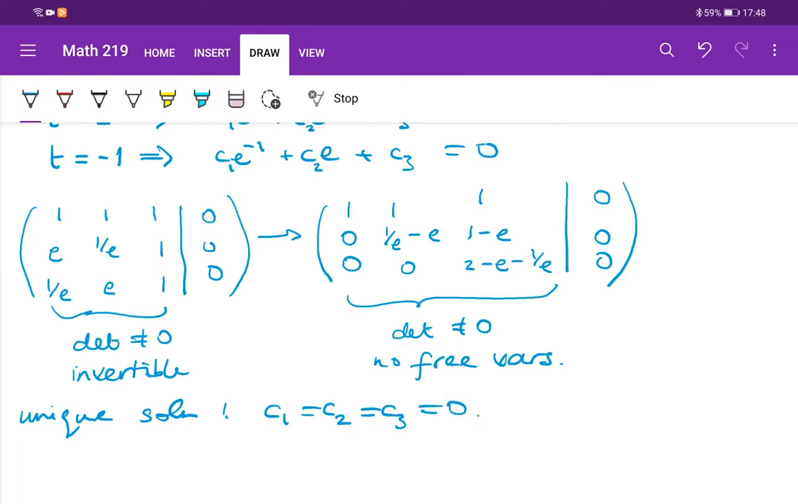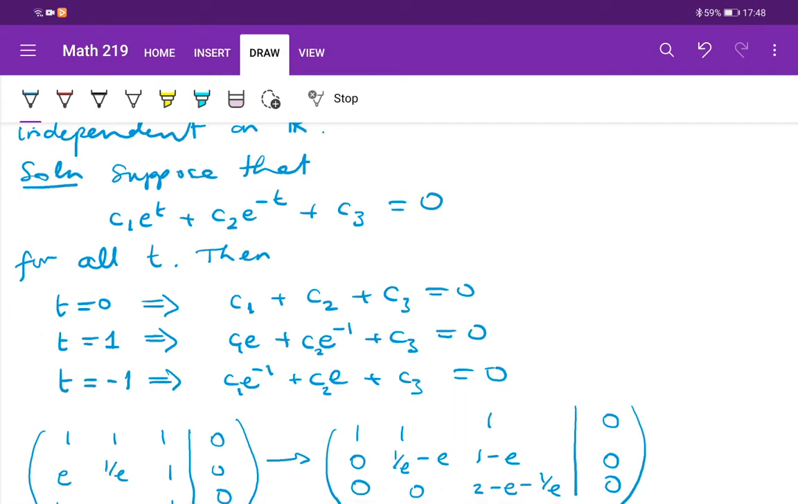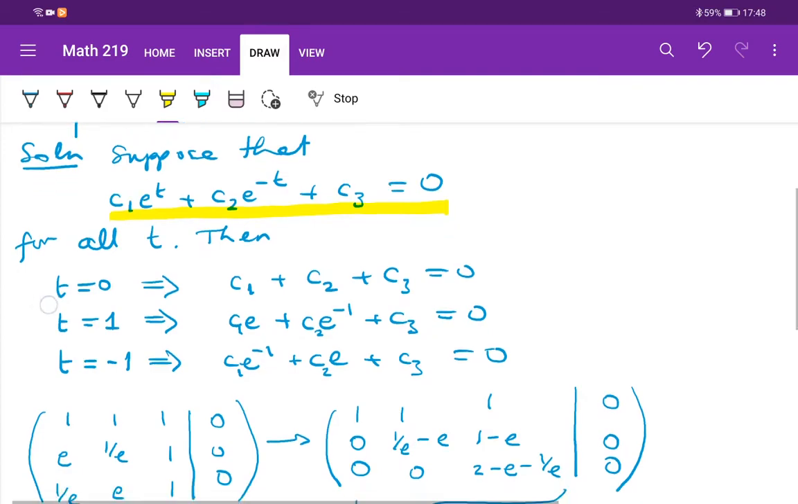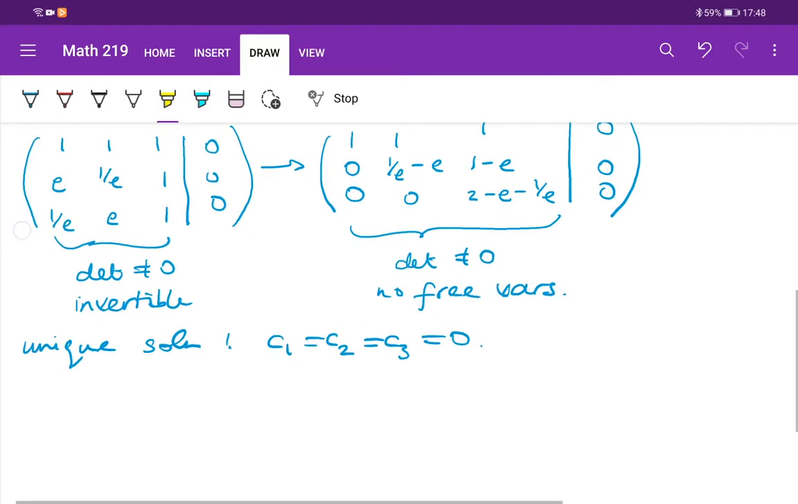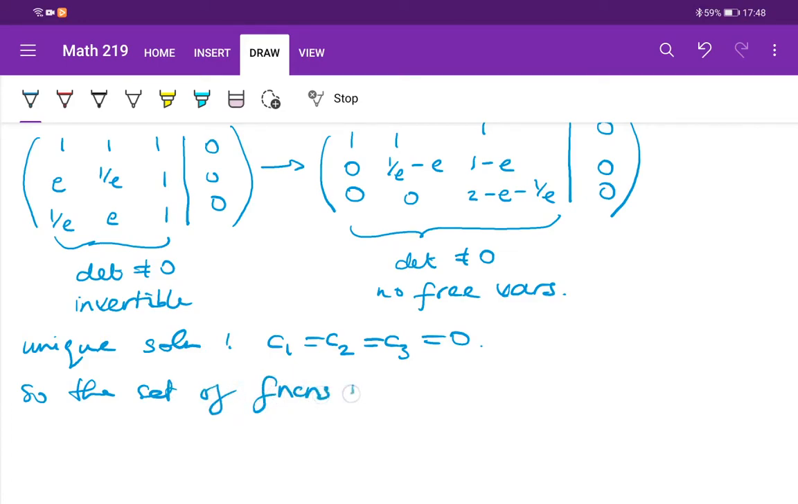So in particular, this equation here, we can see that if this is 0 for every t, it must be 0 for t equals 0, t equals 1, and t equals minus 1, and then that implies that C1 equals C2 equals C3 equals 0. So in particular, the three functions are linearly independent. So the set of functions is linearly independent.